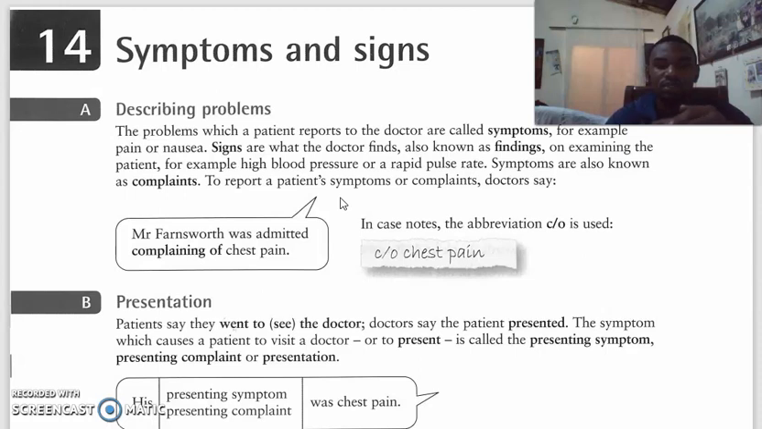To report a patient's symptoms or complaint, the doctor says, Mr. Frank was admitted complaining of chest pain. In case notes, the abbreviation C/O is used: C/O chest pain.